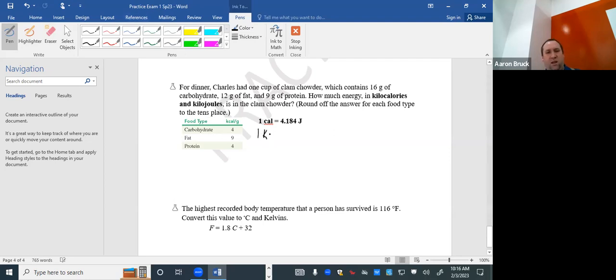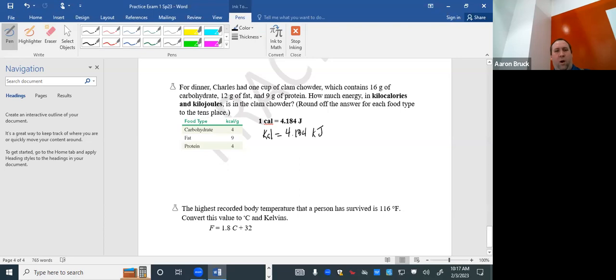So 1 kilocalorie is 4.184 kilojoules. The relationship is exactly the same. Now it just becomes a matter of, can we figure out how many kilocalories there are, and then just set up a simple proportion to turn that kilocalories into kilojoules.